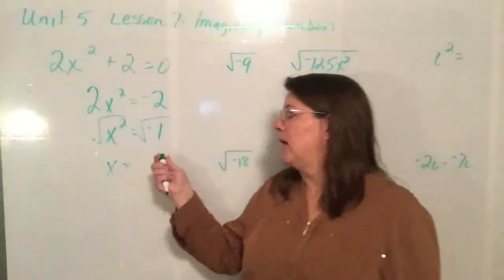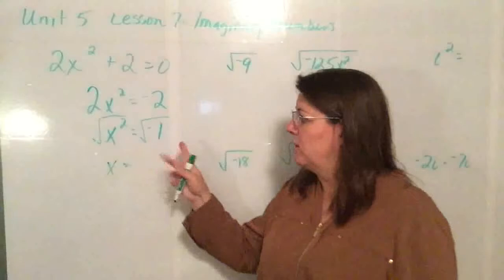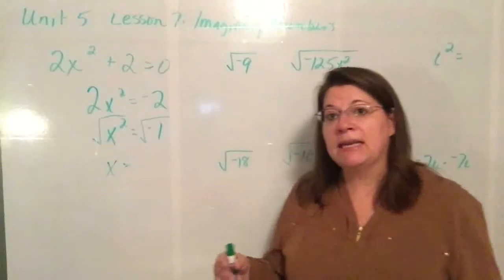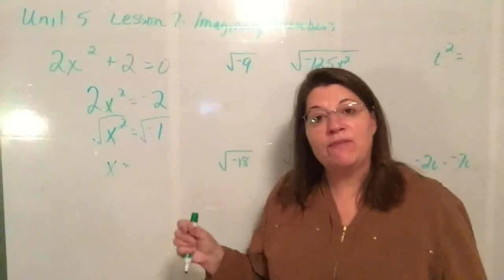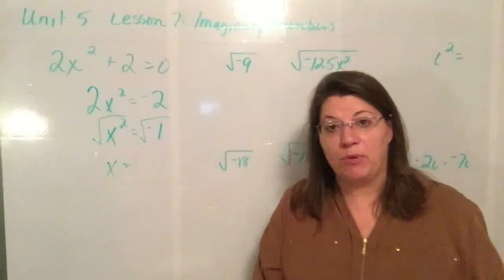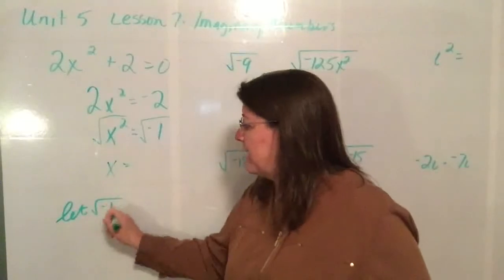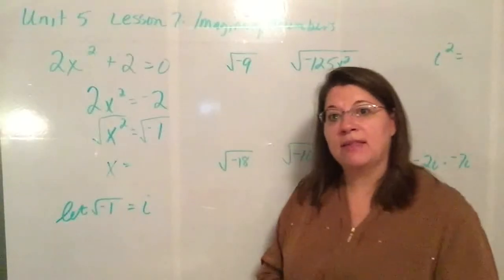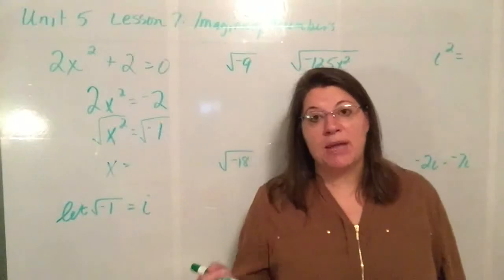But years ago, I believe the mathematician that has been credited with this is Rene Descartes. He decided that, well, if we have a negative under the radical, let's just make up a whole new set of numbers. And if we decide that this number has a value, then from now on, whenever this shows up, we can replace it with the number that we come up with. And what he came up with is we're going to let the square root of -1 equal i. And i represents an imaginary number. So the square root of -1 is going to be an imaginary number.